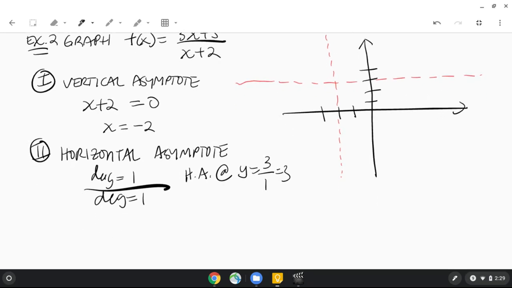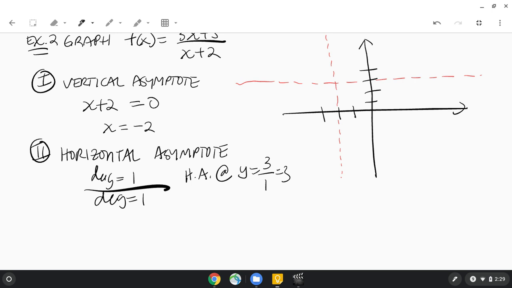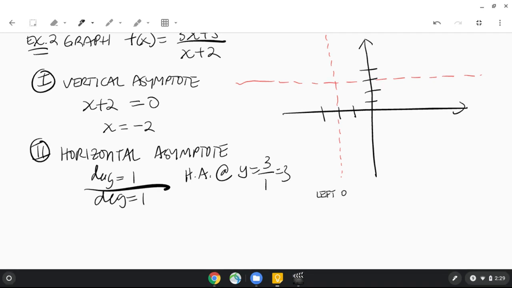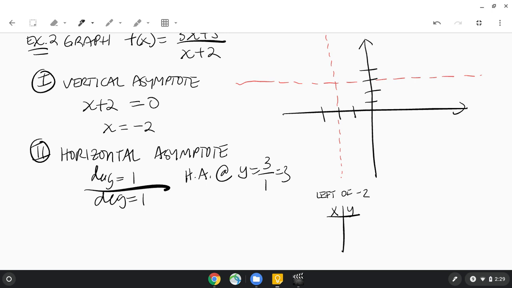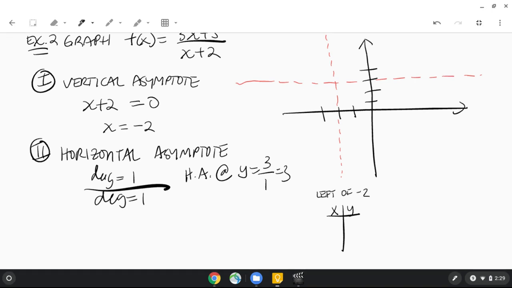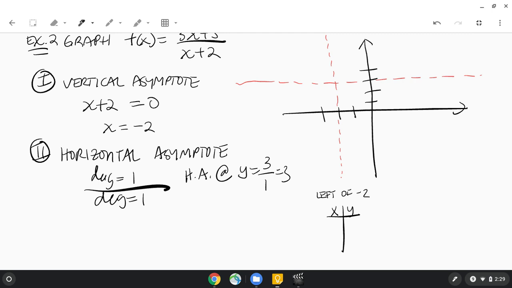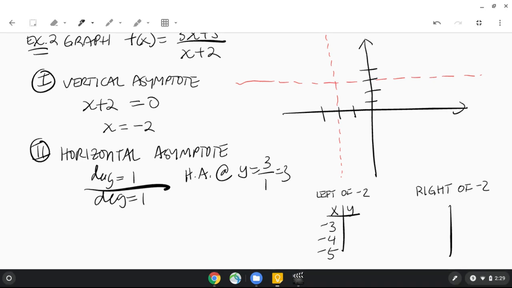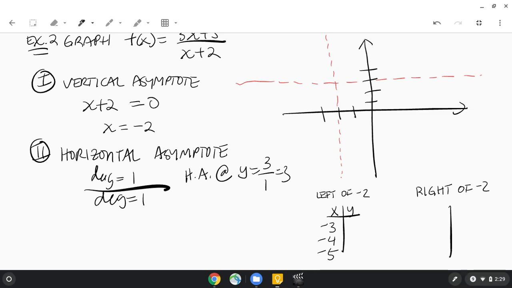All right, so I'm going to choose points that are left of -2. I'll pick -3 and -4 and -5. And then I'm going to pick points to the right of -2. So to the right of -2, I'll pick -1, 0, and 1.